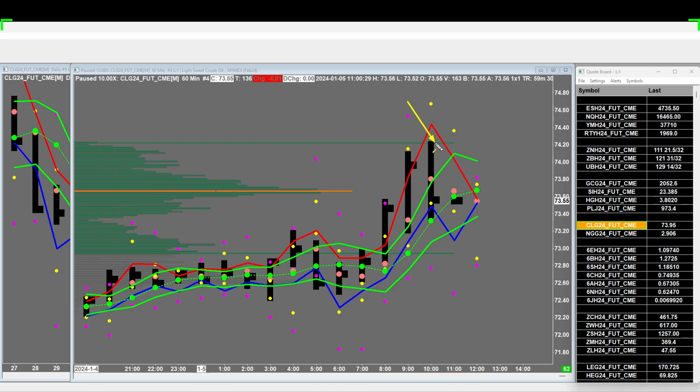So you can take profit up there, or you can move your stop to break even and let it run if you think it's going to go higher. And again, you're going to get clues from the volume profile on what to do, and we're going to look at that in just a moment.